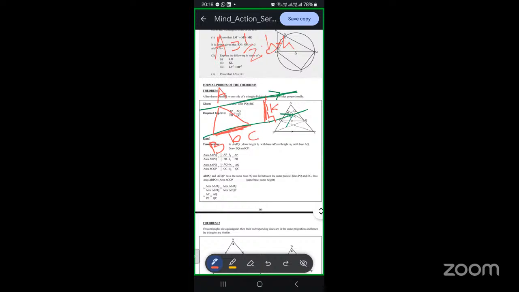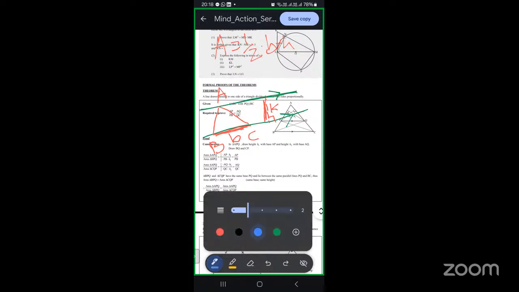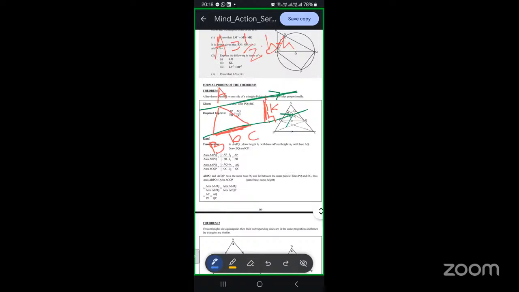So let me go for the other color to draw another triangle. It's this one here. This triangle is going to be DBC, the blue one. We said the area for the red triangle is going to be half times base B, times height, which is K. That's it for the red triangle.